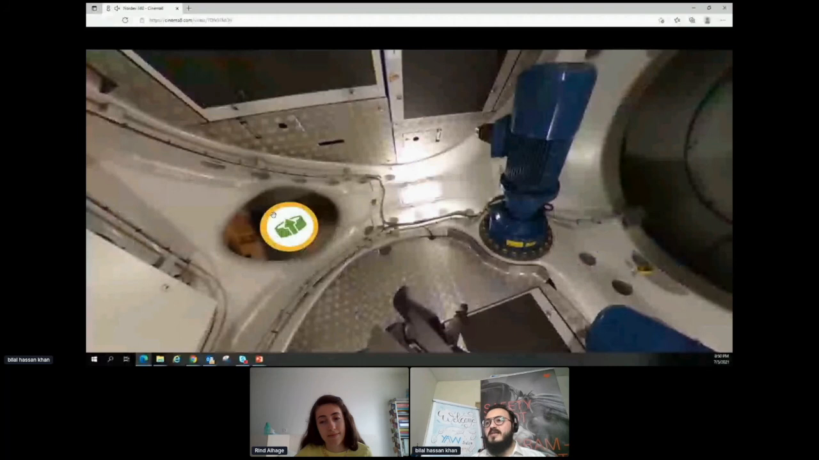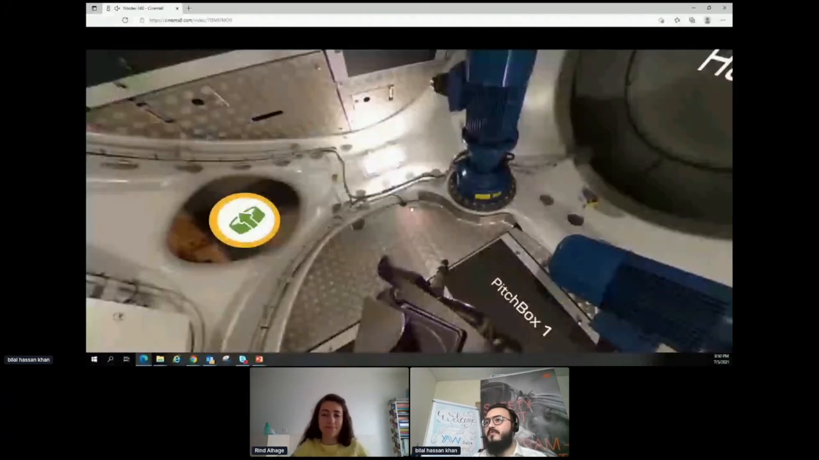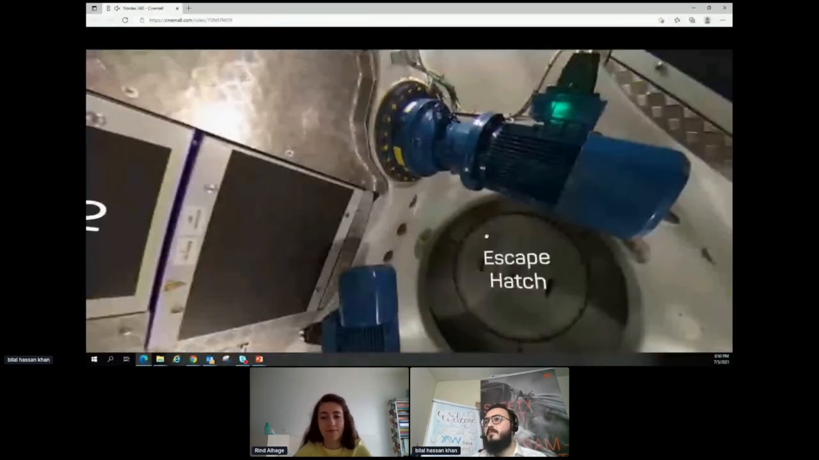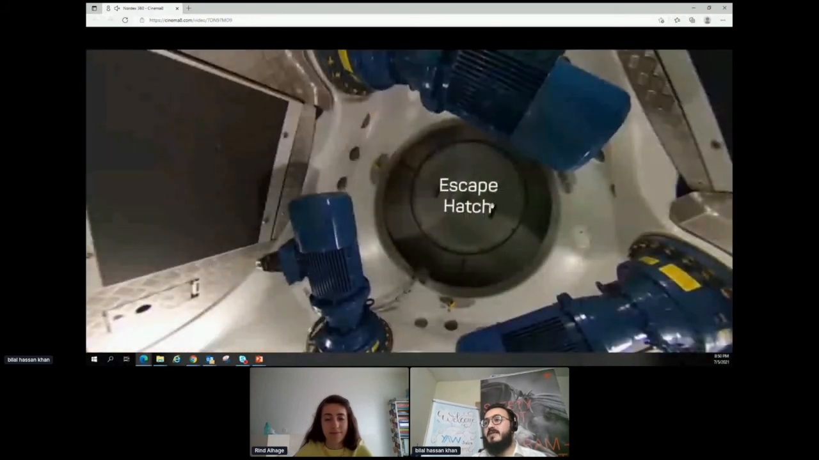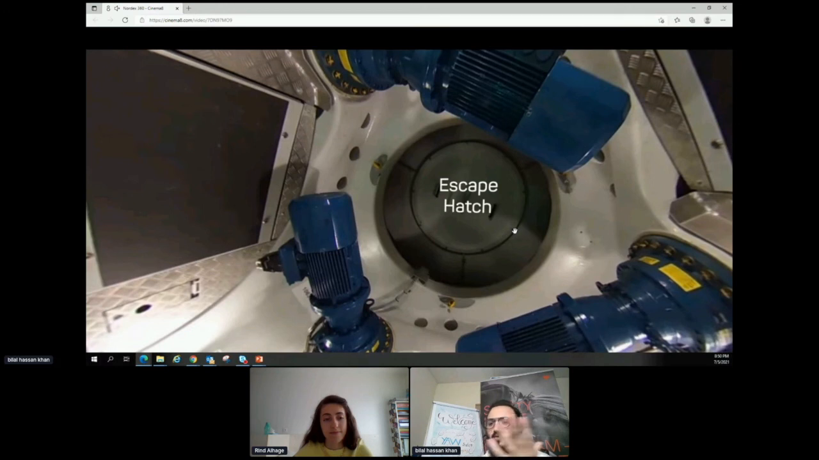There are some components also inside the hub. We have a pitch drive. Each blade has an independent pitch drive, and we have an escape hatch here. In case of fire, we can use this hatch to go outside, and we always carry some kind of rescue device with us, and with the help of that rescue device, we can go outside from this. Yes, Umar Raja, it's 12 meters per second, the correct answer.